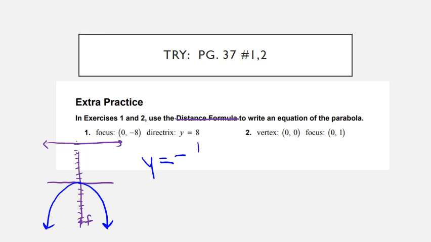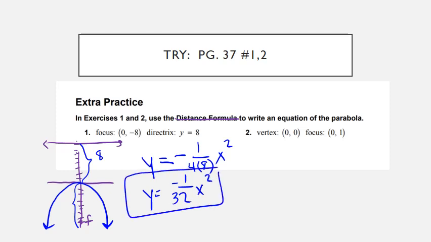And then we're going to do 1 over 4 times p. Now p, remember, is the distance from the vertex to the focus or the vertex to the directrix. So that happens to be 8. Okay, and then we can't forget this is in terms of x squared. So the final answer would be, okay, and that's it. That's all I'm asking you to do for right now.